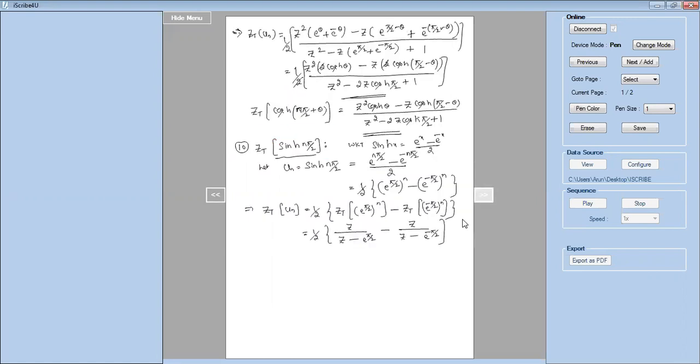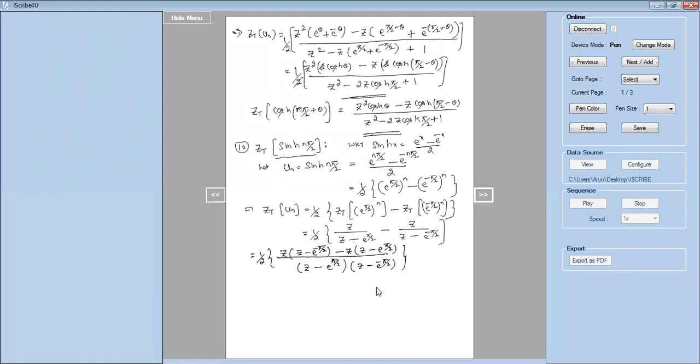Now as usual, same procedure, take LCM and simplify this. We get, this is equal to 1 by 2 into, you know the LCM is Z minus e power pi by 2 into Z minus e power minus pi by 2. So in the numerator we get Z into Z minus e power minus pi by 2 minus z into z minus e power pi by 2 here. Right? Just cross multiplication, z into this minus z into this term. Just multiply all the terms.